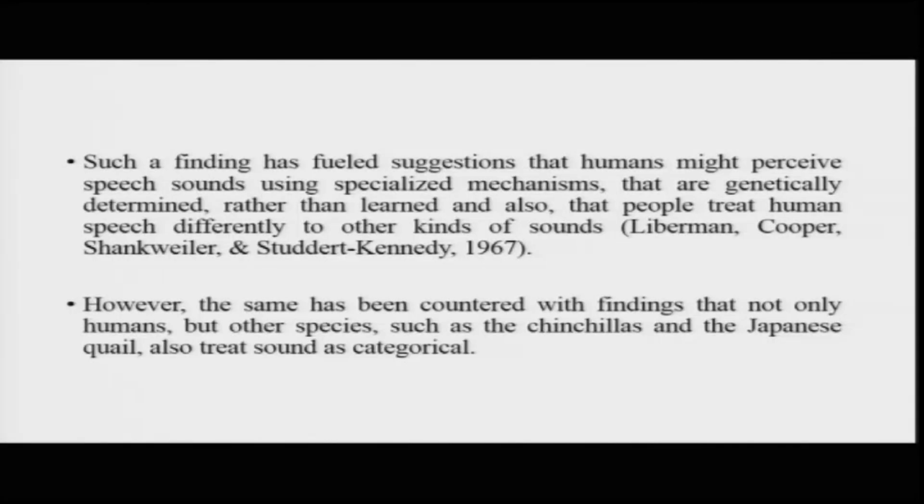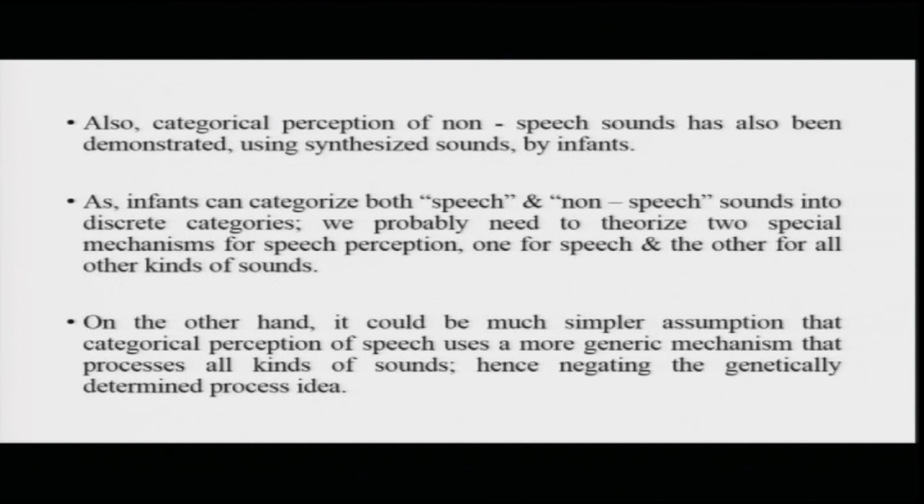Now, all good, but there are also counter evidences to these proposals. This evidence was countered with the fact that other species, non-human species like the chinchillas and the Japanese quail, are also capable of doing categorical perception, that is, categorizing speech sounds into discrete categories. So this was very quickly countered.